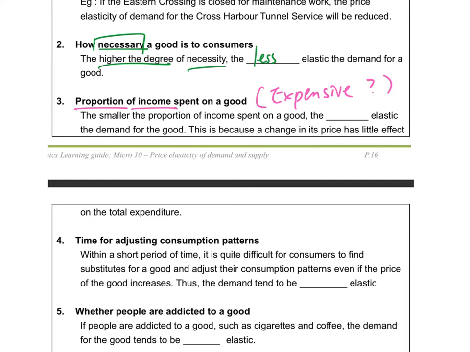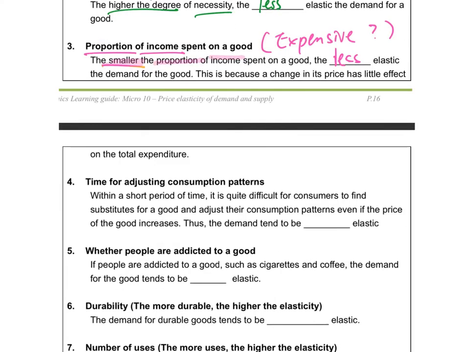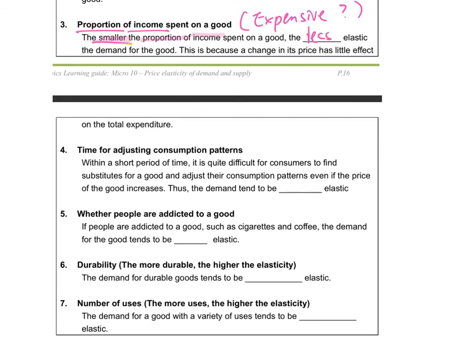But if you are buying bread, maybe that's only $10. So 1% is only 10 cents, and I will not care about the 10 cents so much. I don't want to think so much. So for more expensive things, I will care more. A smaller proportion of income spent means it is cheaper. If it's cheaper, then it will be less elastic, because it has little effect on our expenditure.